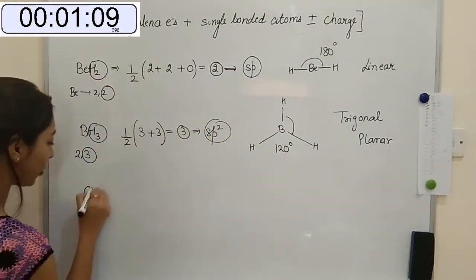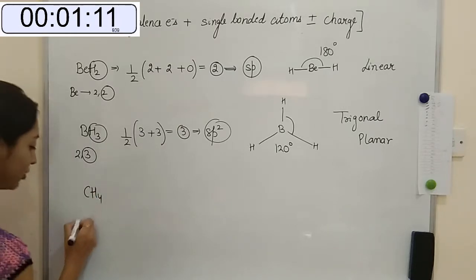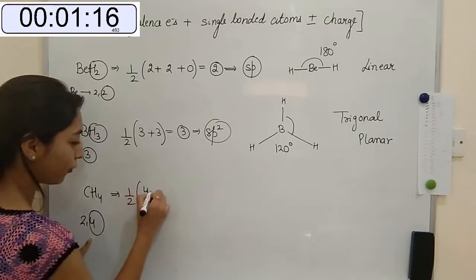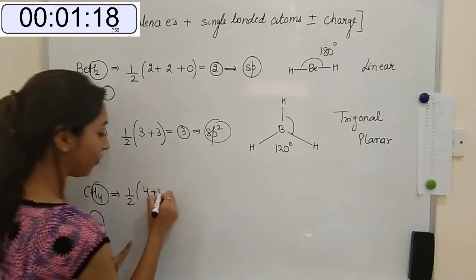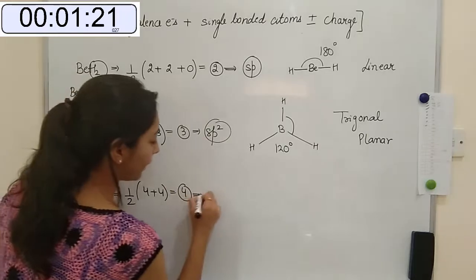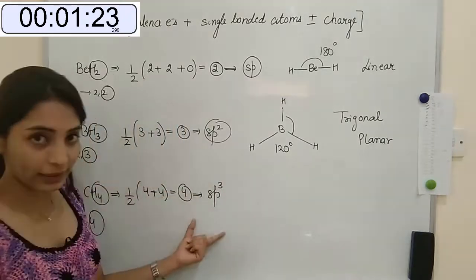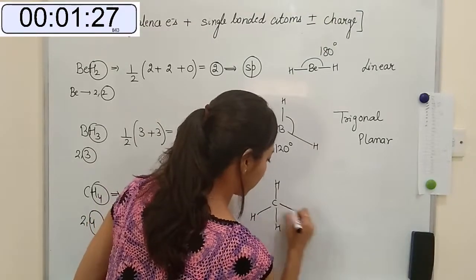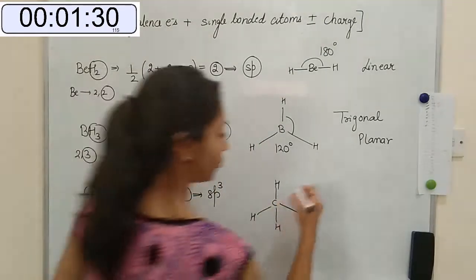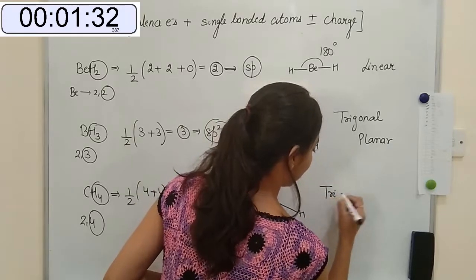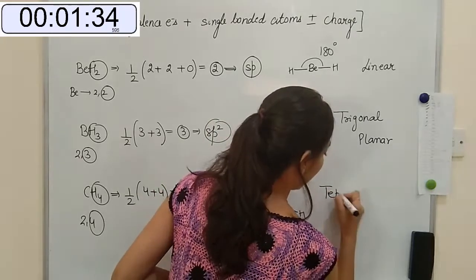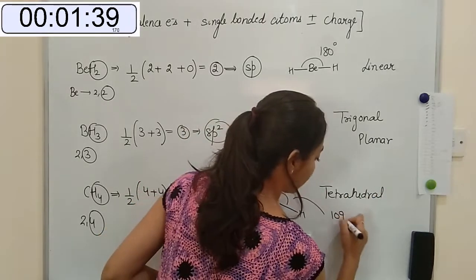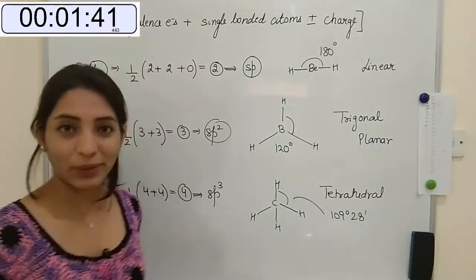Moving on to the next molecule, CH4, which is 2, 4. So half number of valence electrons, 4. Number of atoms attached by single bond, 4. So 4. That means sp3. sp3 means carbon in the center and 4 hydrogens like this. If I ask you to take a picture, this is tetrahedral and the bond angle we have done in last video is 109 degrees 28 minutes.